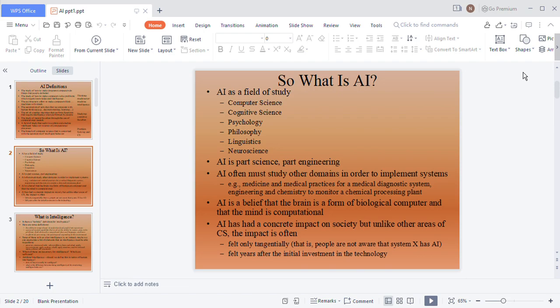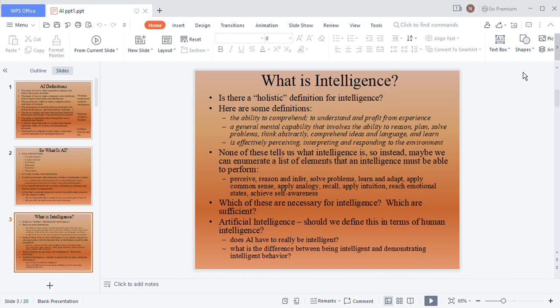There are science programs. AI researchers believe that the brain is a form of biological computer and the mind is computational. Biological computer is nothing but our brain. That is the neural network. And the mind is computational. AI had a concrete impact on society, but unlike other areas of CS, the impact is often felt only tangentially. That is, people are not aware that system X has AI. Twelve years after the initial investment in the technology, what is intelligent?